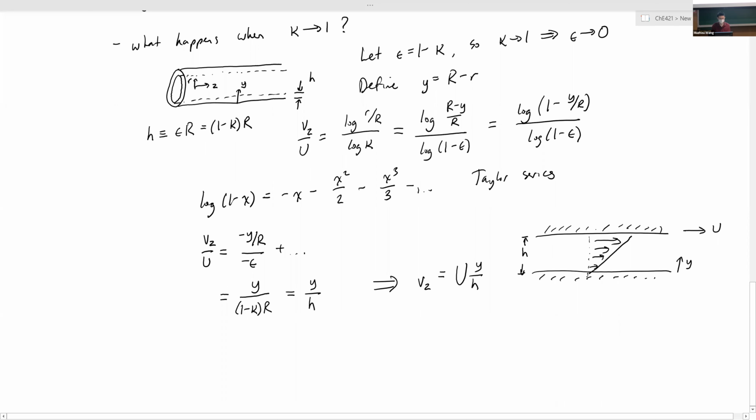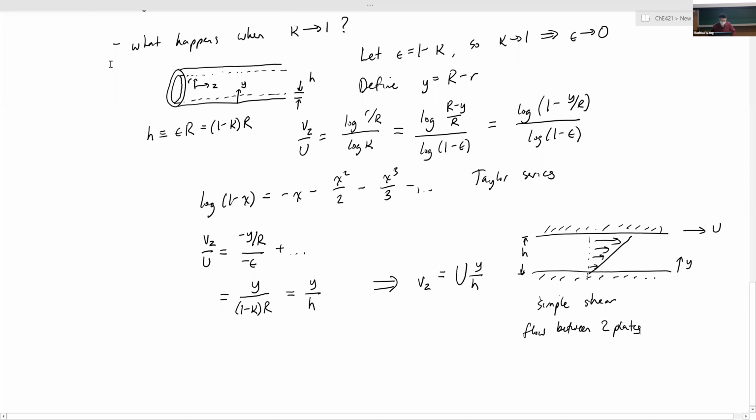You can call this simple shear if you want, right? People like to call this simple shear or flow between two plates. It's just a linear increasing velocity profile like this.